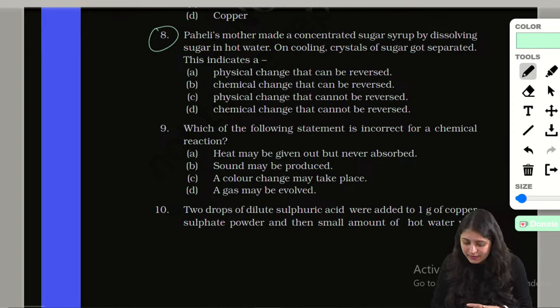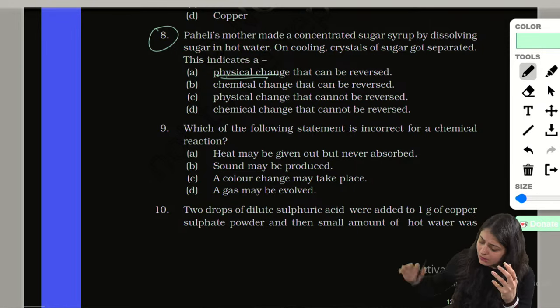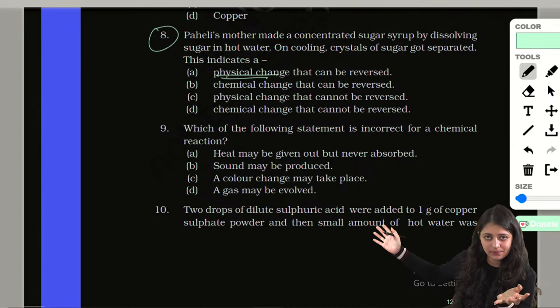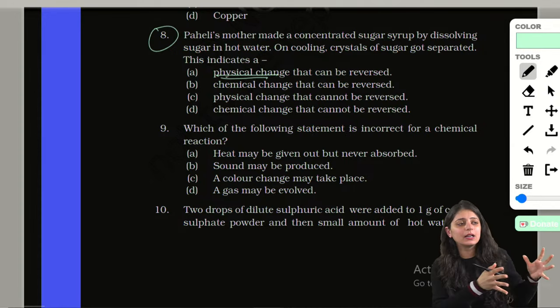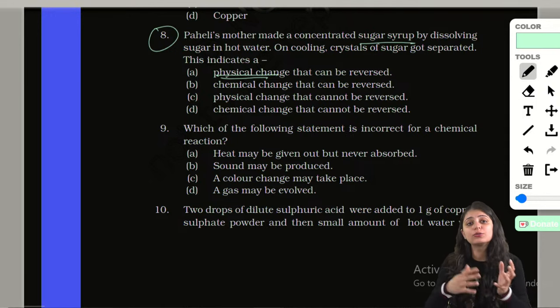Option A, everybody is saying. Very good, all of you. It's a physical change. Crystallization mein physical change hai. We started with copper sulfate and eventually, let it be copper sulfate, let it be sugar, let it be any of the substance. जब हम crystallization की बात करते हैं, अगर आपने copper sulfate की crystallization करी तो आप उससे start कर रहे हो. आपने sugar की बात करी तो आप sugar से start करो.